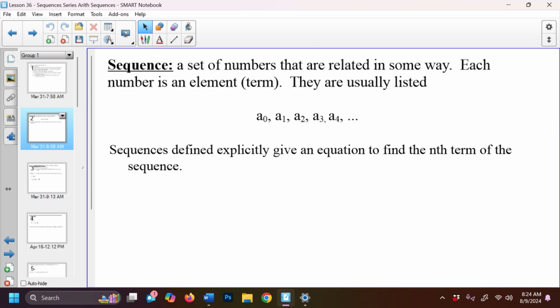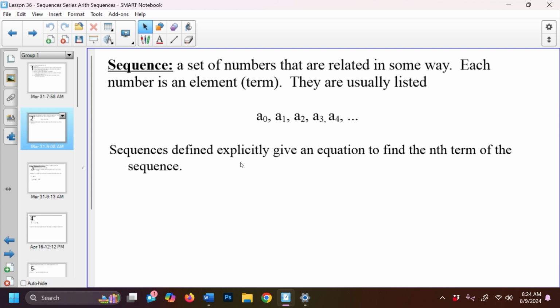A sequence is a set of numbers that are related in some way. Each number is an element or term, and they're usually listed a sub 0, a sub 1, a sub 2, a sub 3, a sub 4. A lot of times they'll start with a sub 1, sometimes they start with a sub 0, but I did want to show you all of those together.